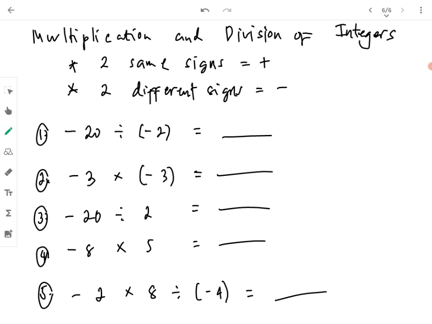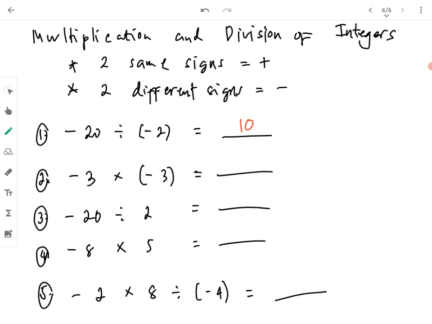Multiplication and division of integers. These are just the simple rules that we need to remember. If there are two same signs, the quotient or the product is positive. If we multiply or divide two integers with different signs, the quotient or product is negative. For example, number 1, negative 20 divided by negative 2 is 10. They are both negative, therefore the quotient is positive.